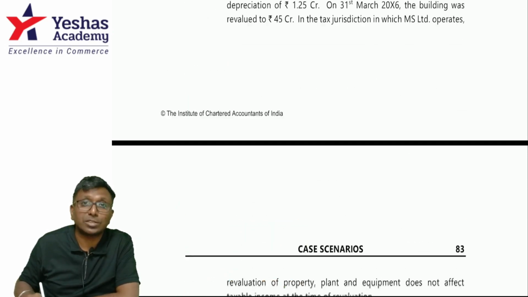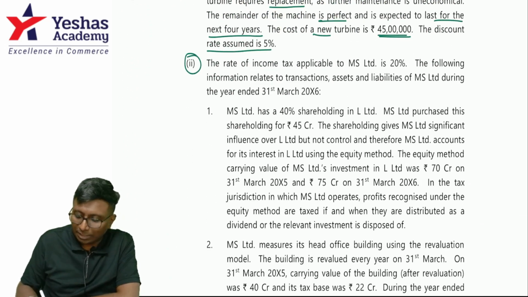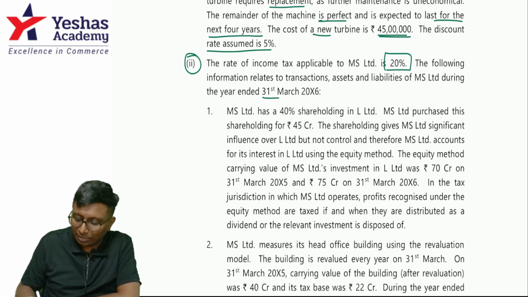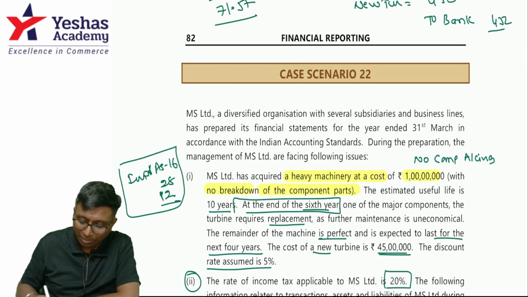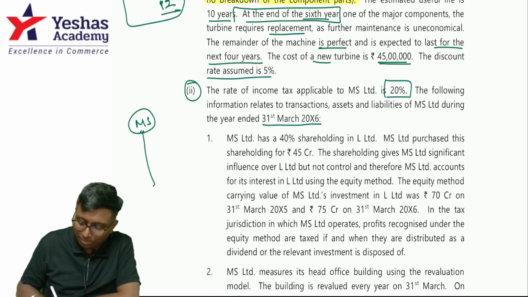Yes, the fourth bit, we have to see the next information, deferred tax related information. Look at the rate of income tax is equal to 20%. The following information related to the transactions, assets, liabilities of MS Limited during the year ended 31st March 2026 is given. Look, MS Limited has 40% share in the L company. First of all, you are in which company? MS Limited only. In the L company you have got a 40% stake. So if you have a 40% stake, it means L is your associate company. Correct? L is your associate company.